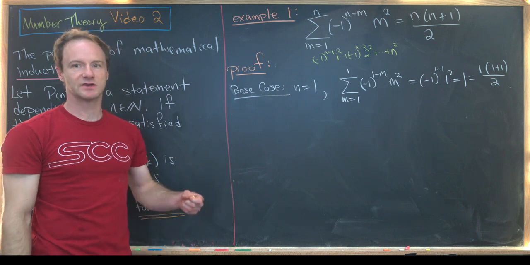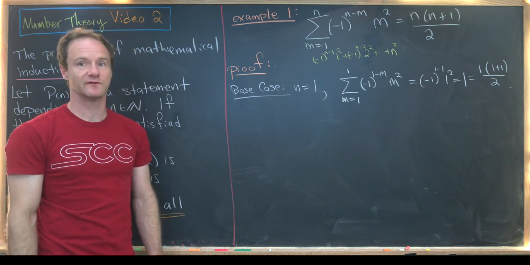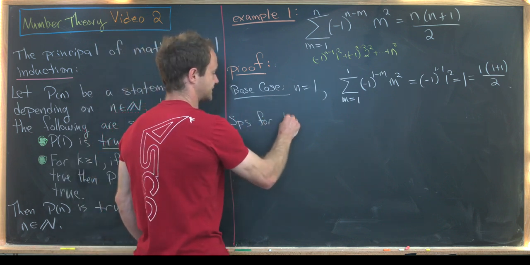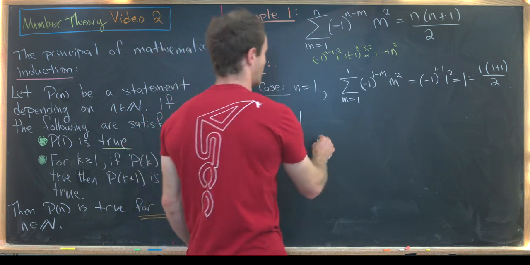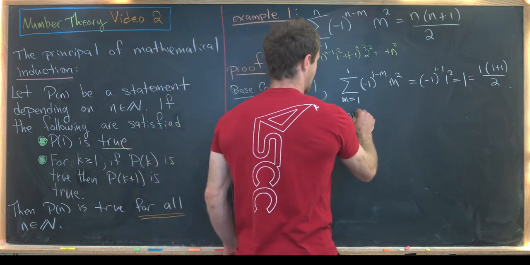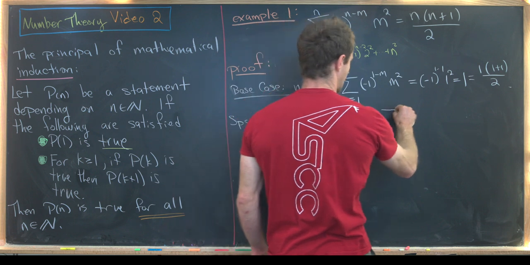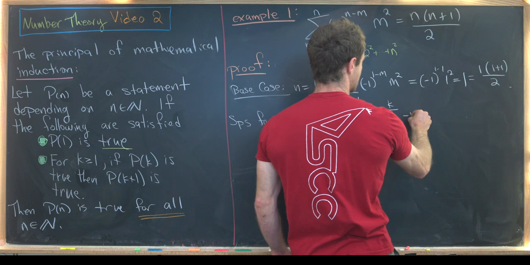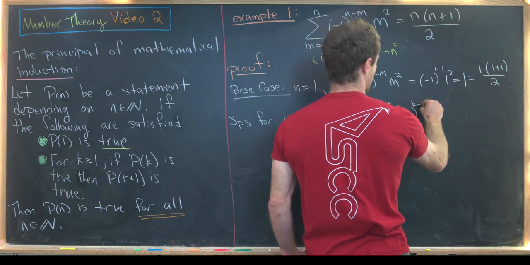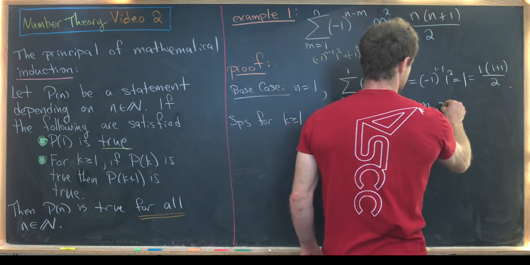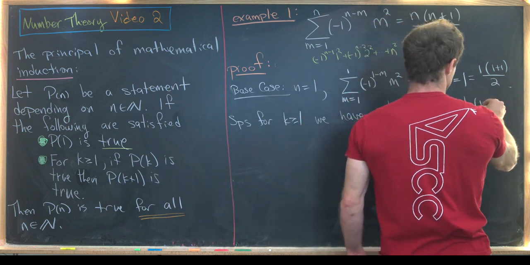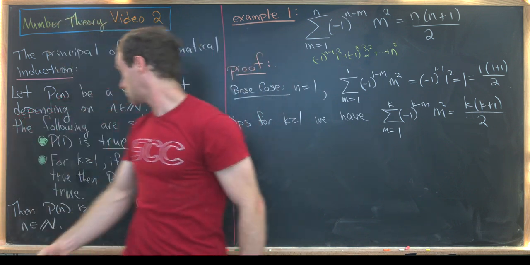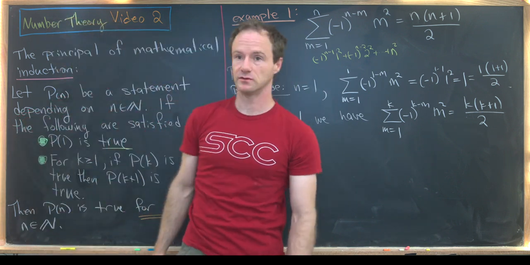Okay, so now let's make our induction hypothesis and use that to prove our induction step. So let's suppose for some k bigger than or equal to 1, we have this statement is true for k. So in other words, the sum as m goes from 1 up to k of minus 1 to the k minus m times m squared is k times k plus 1 over 2. So that's like assuming P(k) is true.